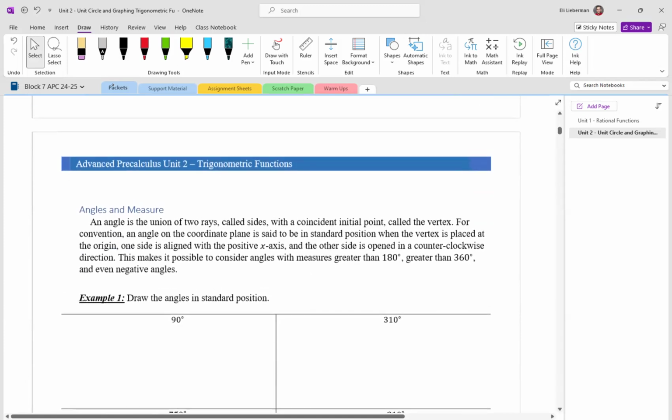Angles and measures. Would you please discuss with your neighbor what you remember about what an angle is? How is it measured? What do you remember about this?